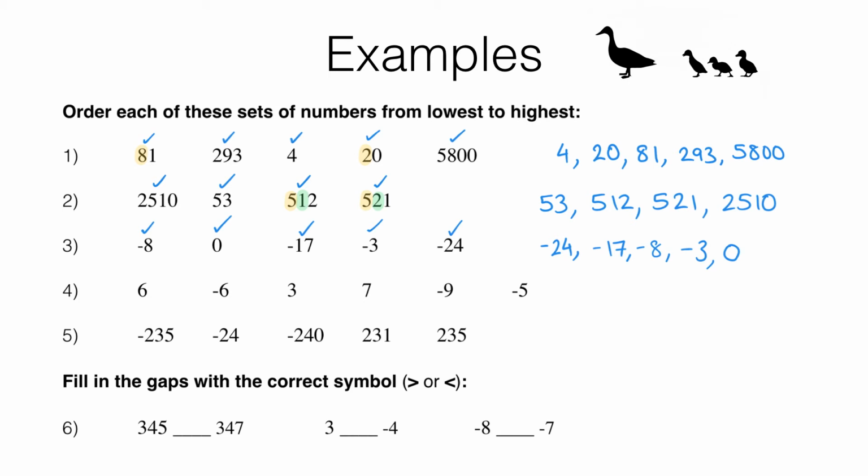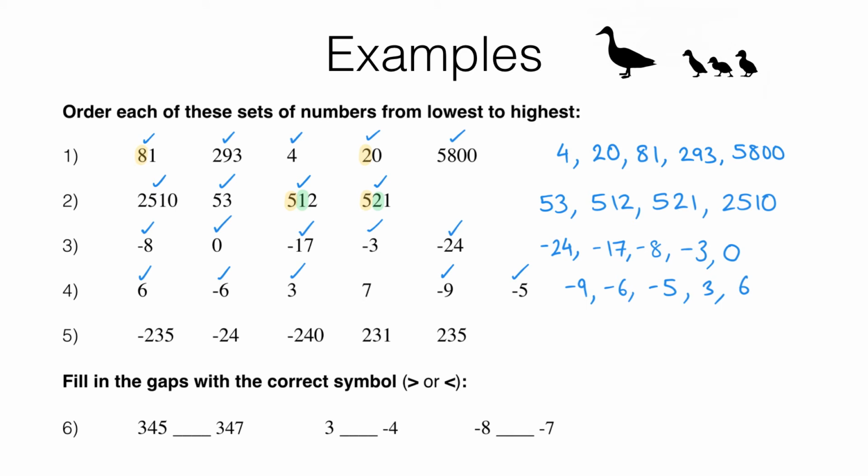Pause the video and have a go at questions 4 and 5. Here's what you should have got. In question 4, the one furthest down the number line is -9. So that's first in our list. That's the lowest. Then we've got -6. Then we've got -5. Then we've got 3. And finally we have 6.